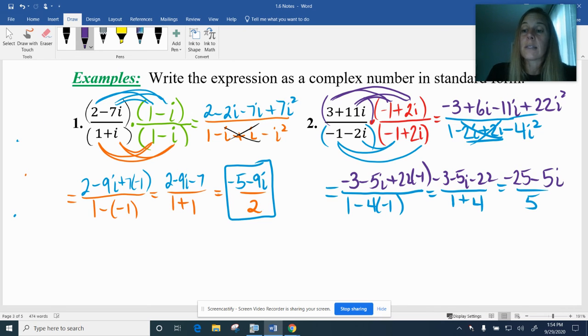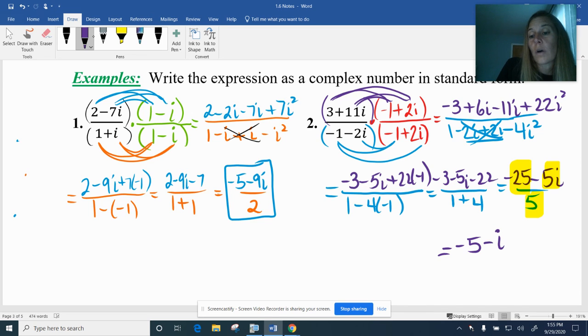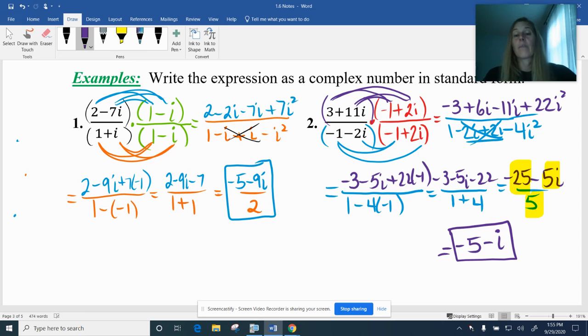Okay, so now this is an example of where both of these numerators are divisible by 5. So I can actually simplify this because 25 divided by 5 is just 5, and 5 divided by 5 is just 1. So my simplified answer would be -5 minus i.